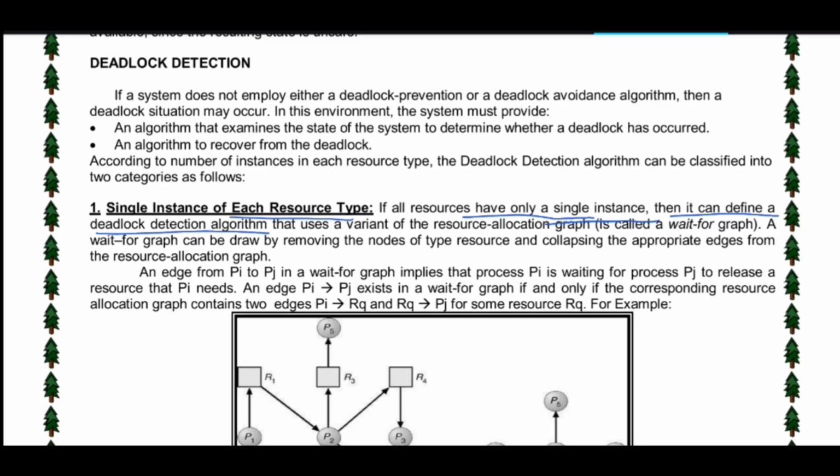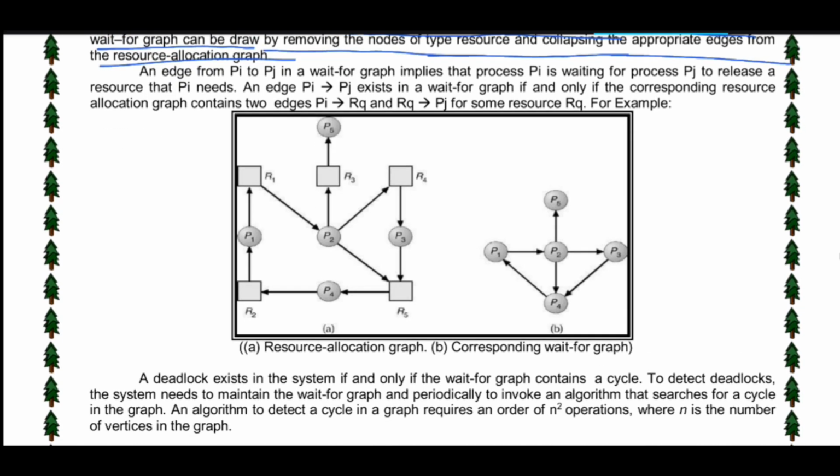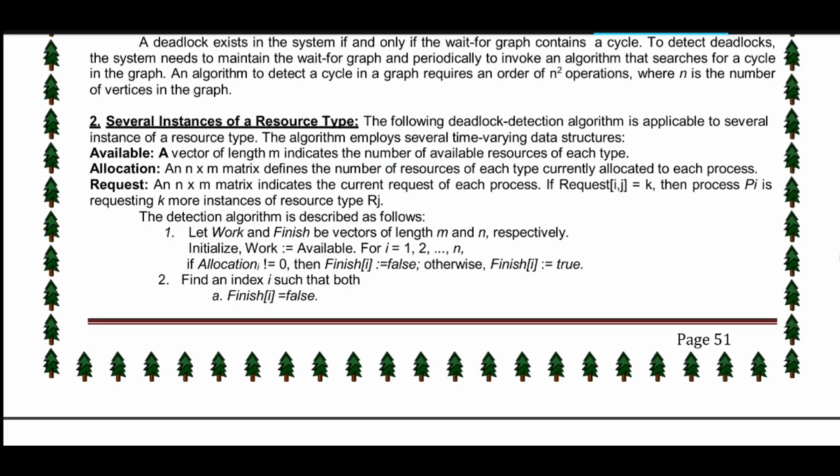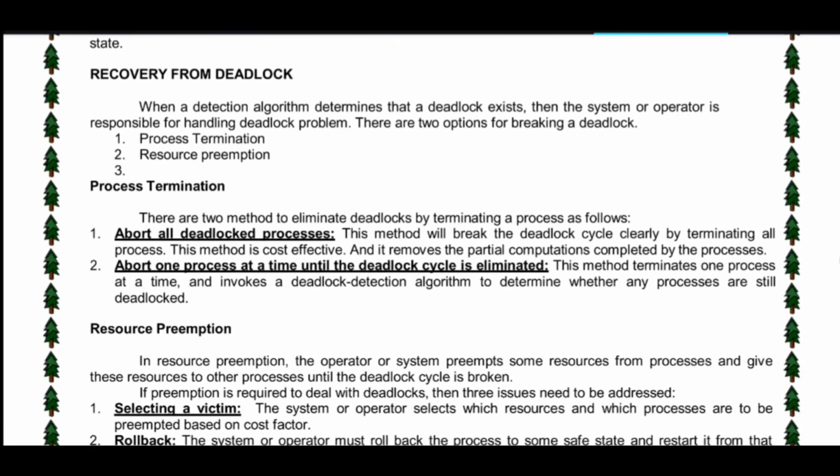That uses a variant of the resource allocation graph called the wait-for graph. It can be drawn by removing the nodes of type resources and collapsing the appropriate edges. We are drawing a resource allocation graph, and from it we can easily find whether there may be a chance of deadlock or not. When there are several instances of resources, the resource allocation graph can also help.